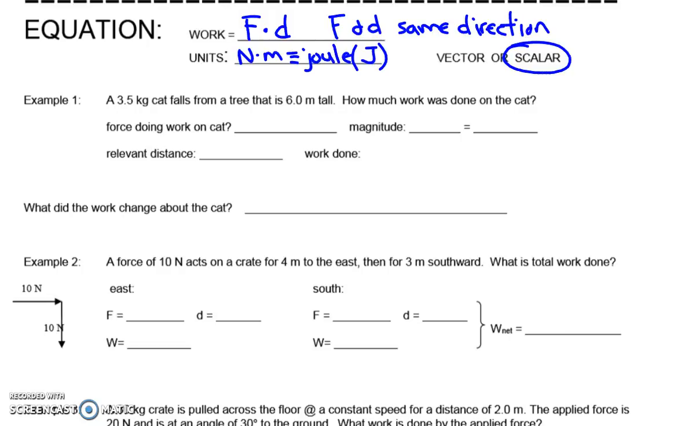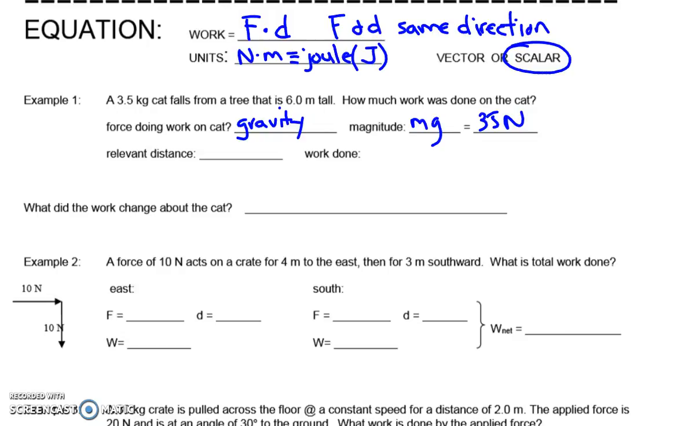So we've got a cat that falls from a tree that's 6 meters tall. How much work was done on the cat? Well, if we're going to figure out how much work is done on the cat, we have to establish what force was acting on it and what the distance was. When it falls, it's pretty obvious that the force on it is gravity, and the magnitude is simply mg. So if we take 3.5, and I'm going to call g 10 here, we have 35 newtons of force.